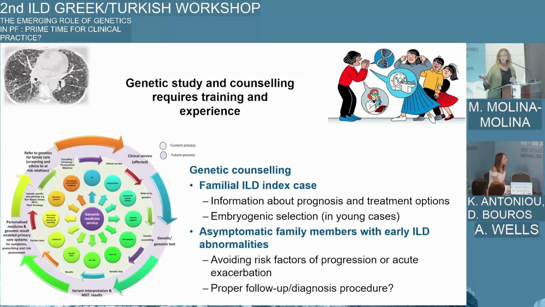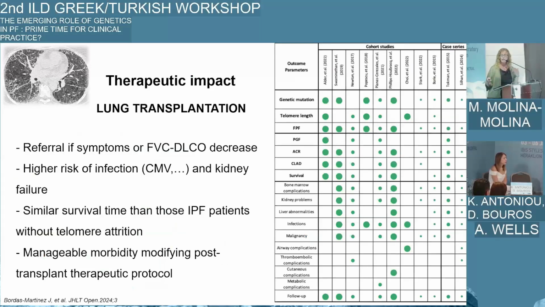In asymptomatic family members with early ILD, remember that it means more than 80% of first-degree relatives over 6 years, we can avoid risk factors of progression or acute exacerbation in these patients, and also perform the proper follow-up depending on the type of pathogenic gene variant. We also have data about the therapeutic impact of these genetic disorders, especially for telomere-related gene variants.